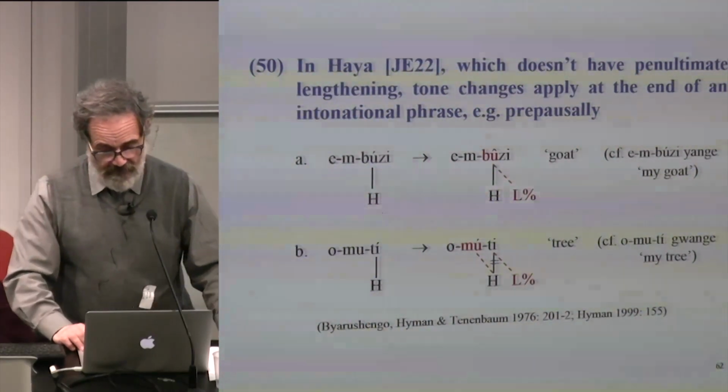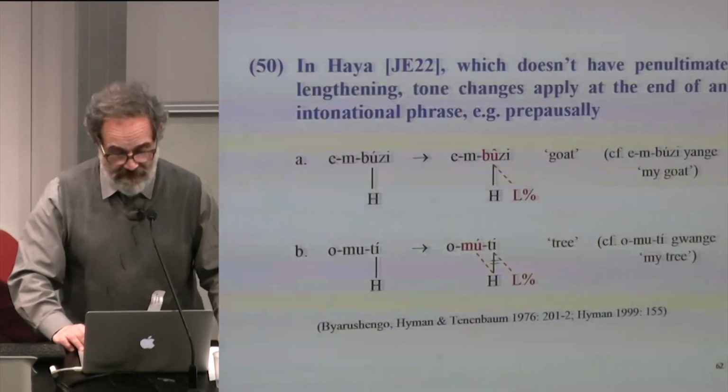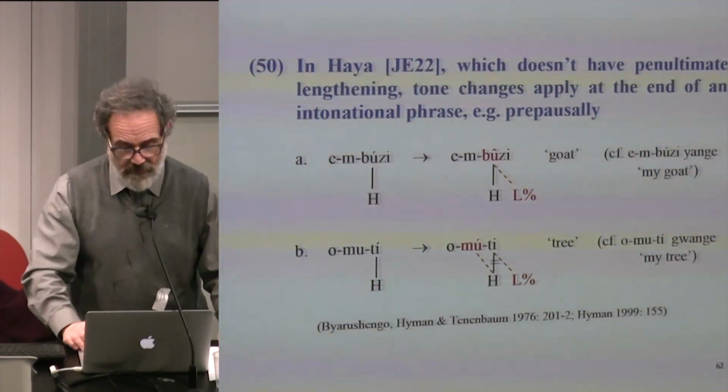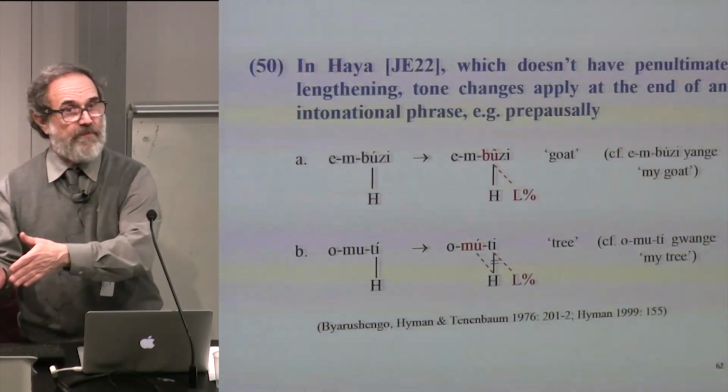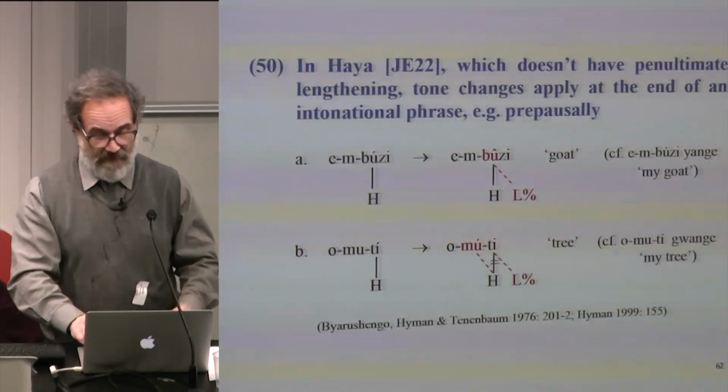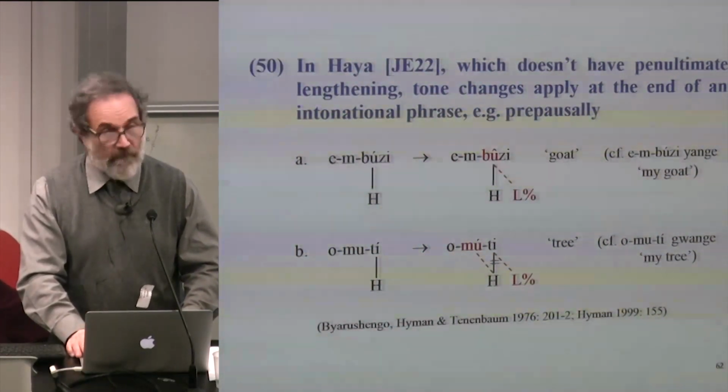So the falling tone indicates that the high started on the penult. If you get a high-low at the end, like omuti, then you know that high tone had to come from the final syllable. Okay, and this only happens when you're at the end of an intonational phrase. So that's something happening to the penult.